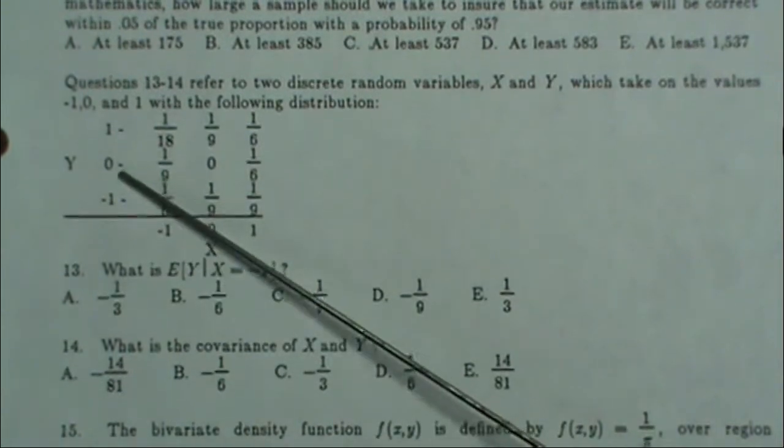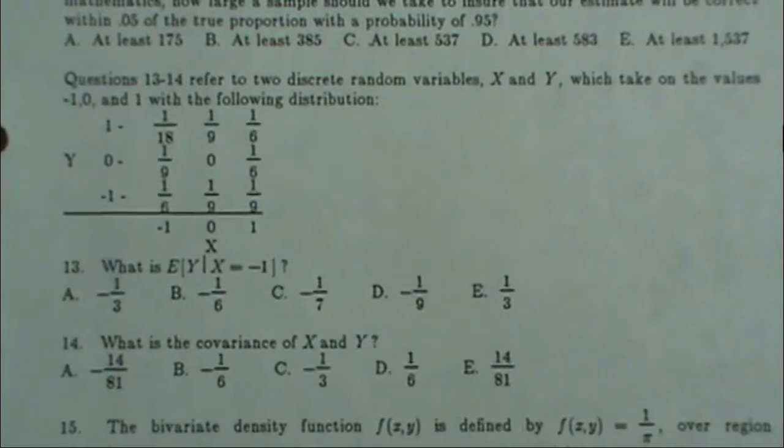Questions 13 and 14 refer to these discrete random variables, x and y, which take on the values as follows. Y can take on minus 1, 0, and 1, and x can take on minus 1, 0, and 1. So problem 13 asks, what is the expected value of y given that x is equal to minus 1?